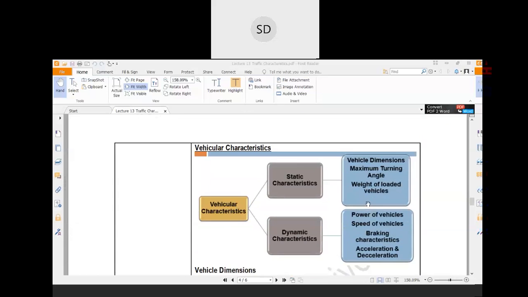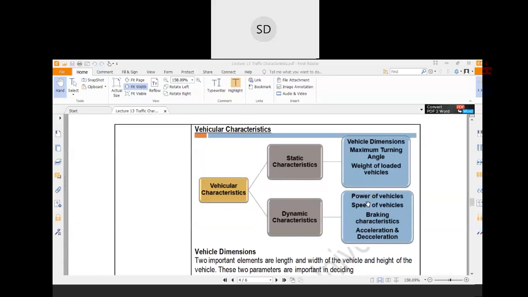Now coming to the next question, which is vehicular characteristics. In the vehicular characteristics, there are some static characteristics and some dynamic characteristics. Now what are static characteristics? The characteristics which do not change over time, and dynamic characteristics are the characteristics which change over a particular time.